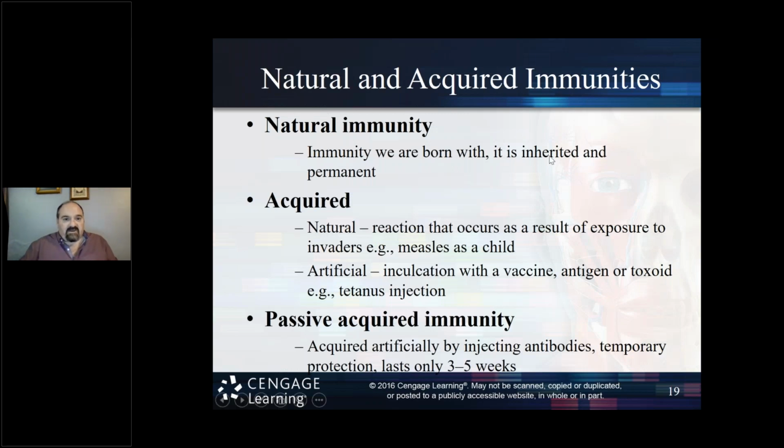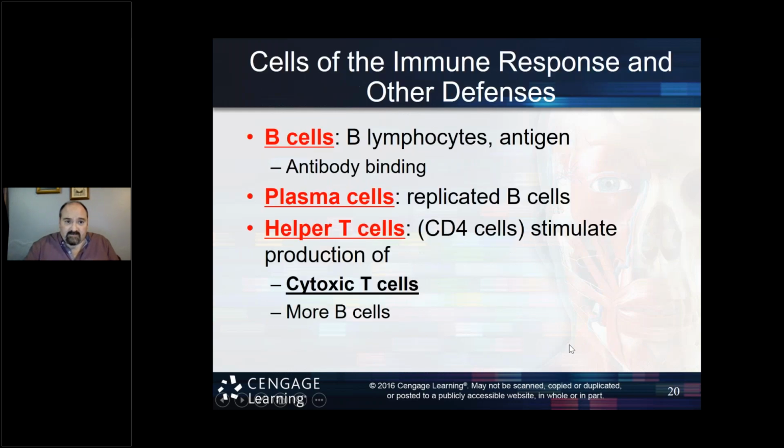All right, so you see here, natural immunity, you're born with it, it's inherited, it's permanent. Acquired can be natural, by means of being exposed to it, or artificial, as far as a vaccine is concerned. Good. And passively acquired immunity is a result of antibodies that are already preformed.